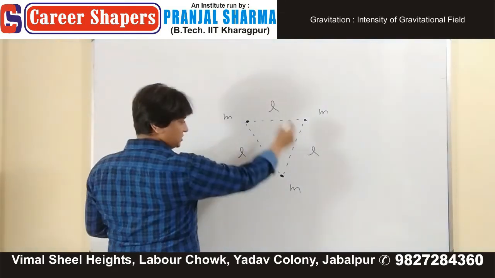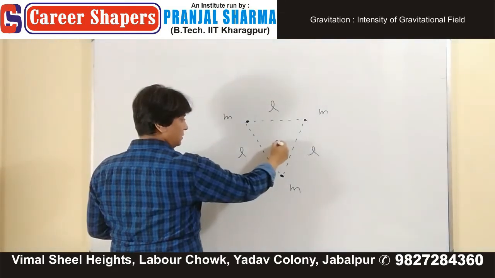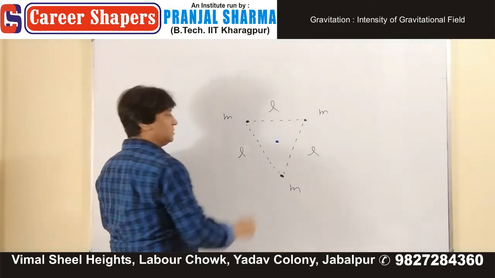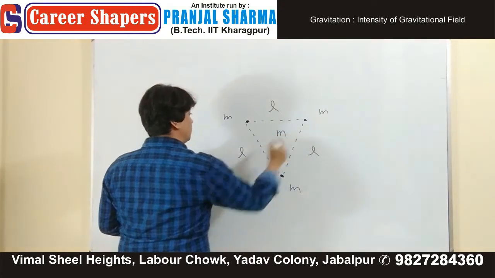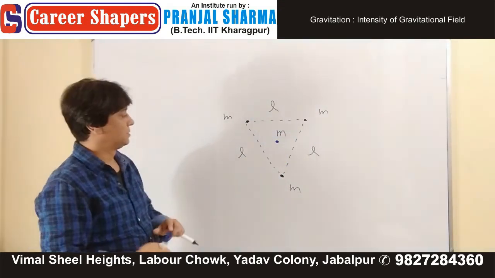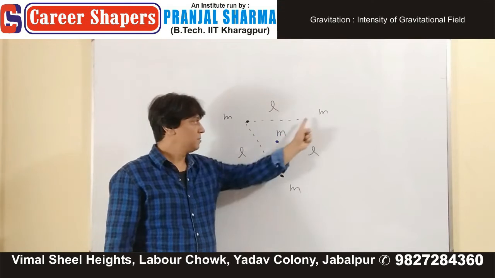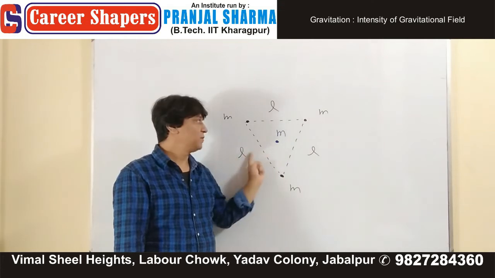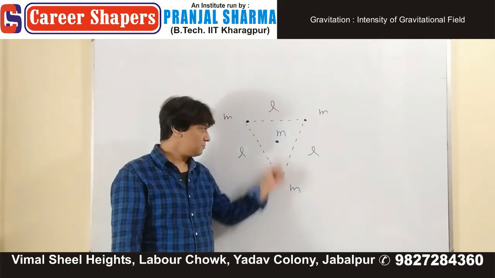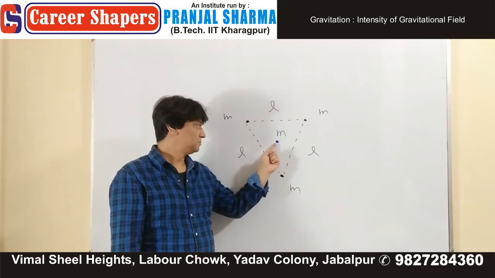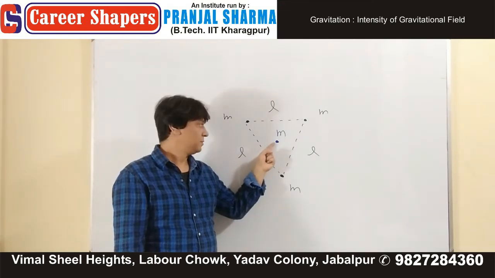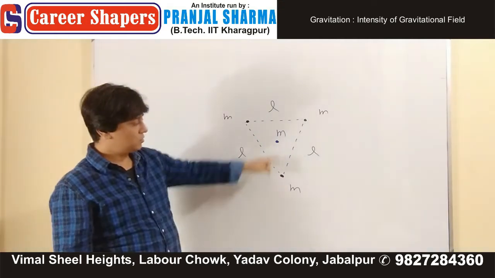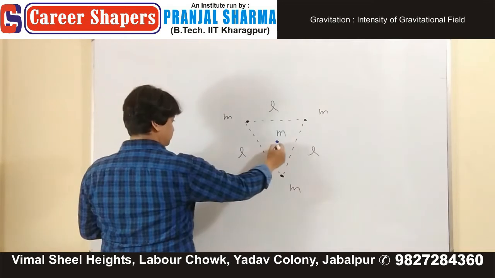At the center of this equilateral triangle, we have another point mass M. M shown in black. They are forming an equilateral triangle of side length L. The exact center, right here, we have another point mass M. Find out the force acting on this mass.